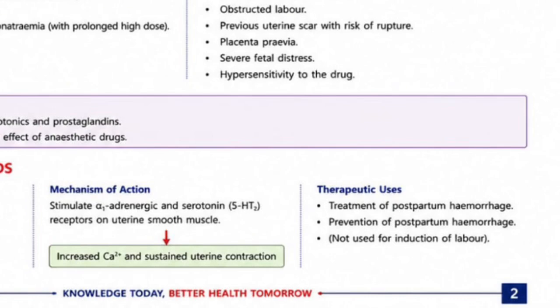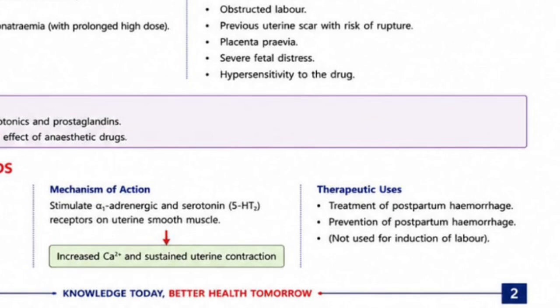Again, we have talked about it. So what are you using it for? Specifically, when you use ergot alkaloids, you are using it in the management of postpartum hemorrhage. So you want to treat it and you want to prevent it. You don't use ergot alkaloids for induction of labor. Why? Because there's a risk of ergotism. So you don't use it for patients like that.